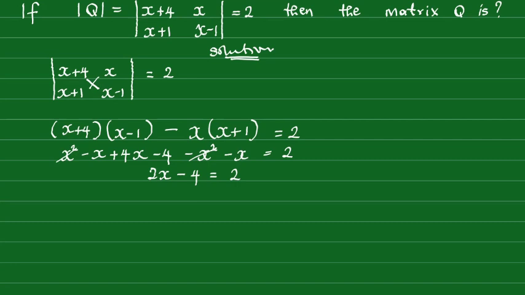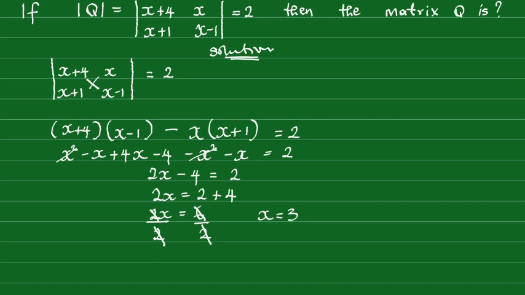Next, minus 4 moves to the other side of our equal to. So we have 2x is equal to 2 plus 4. This becomes 2x is equal to 6. The next thing we do is that we divide both sides by 2. So we have 2 cancel 2, 2 cancel 6. We have x to be equal to 3.